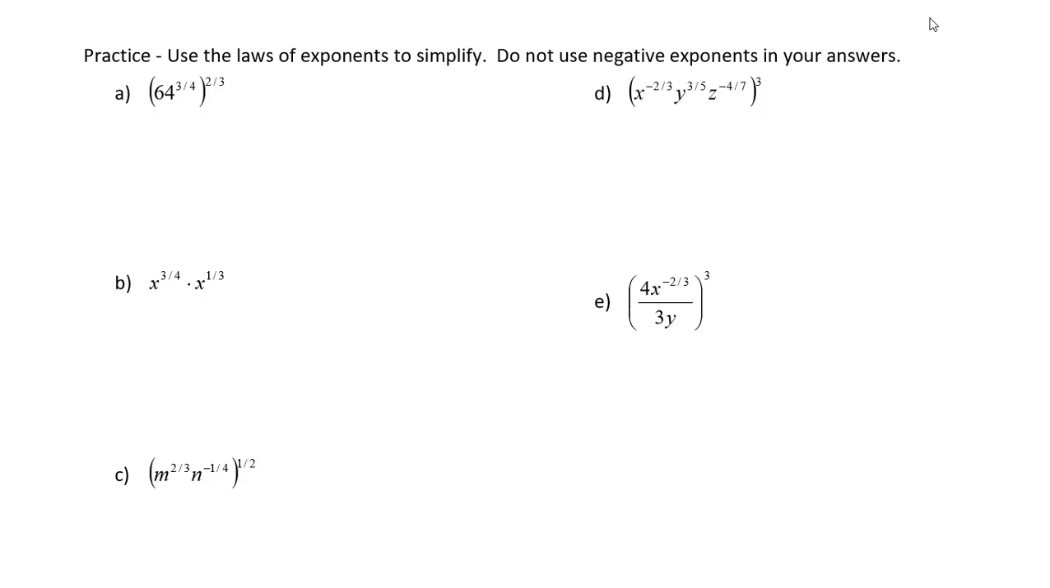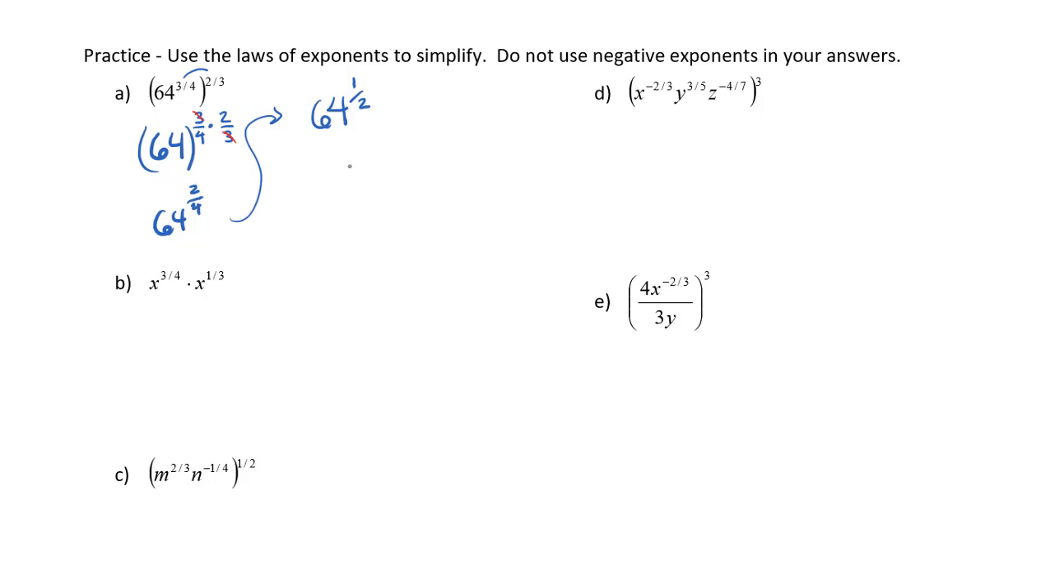So this first one we have is a power raised to a power. What this means is we can multiply the power to the power higher. So we'll get 64 raised to the 3/4 times 2/3. Notice that my fractions will simplify or reduce, and I have 64 raised to the 2/4. Well, I know that 64 raised to the 2/4 is equal to 1/2. That exponent reduces.